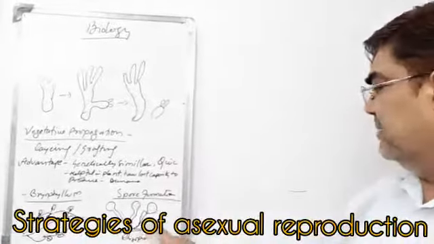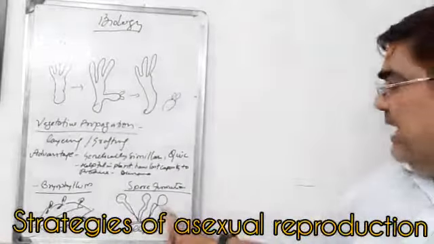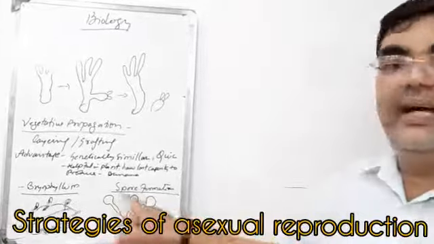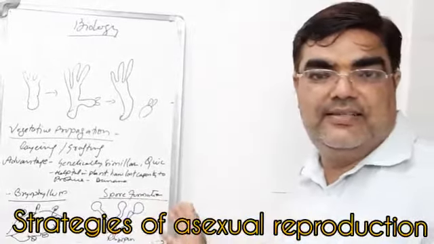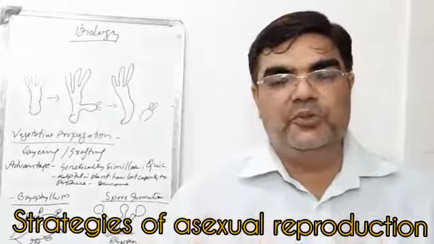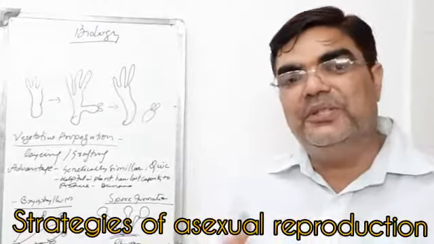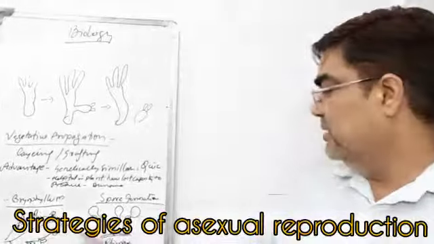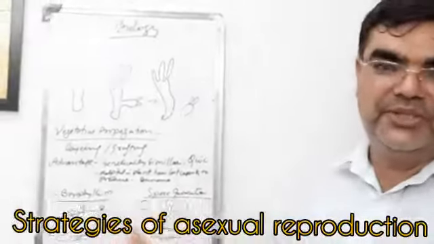You can see the diagram. This is the diagram of Rhizopus, and these knob-like structures are called sporangium, which produce spores, and each spore produces a new Rhizopus. So this is spore formation. Okay.